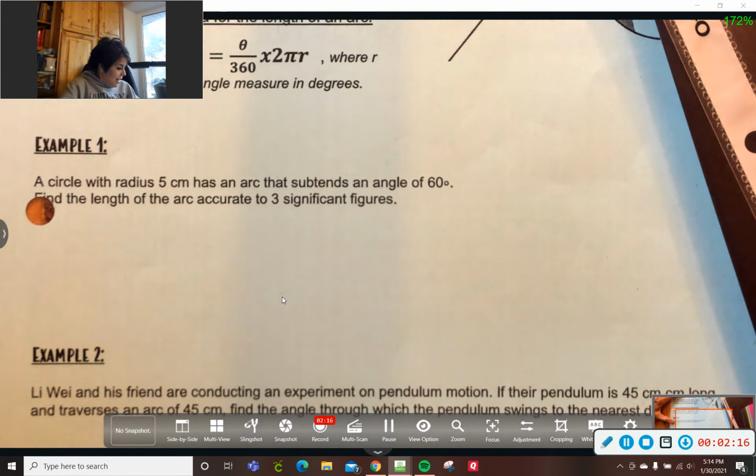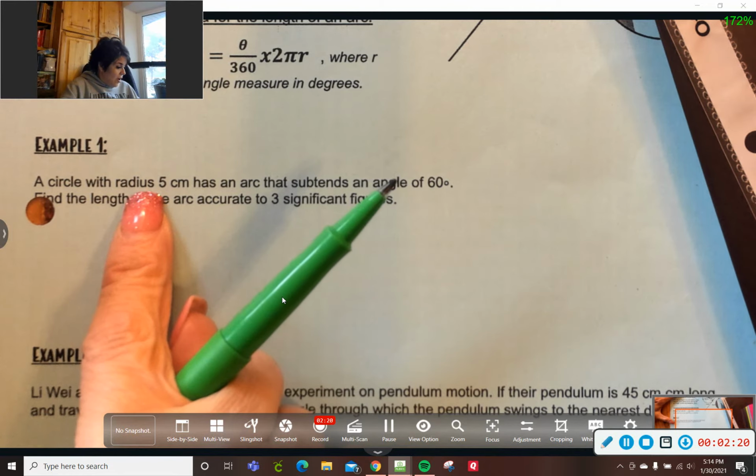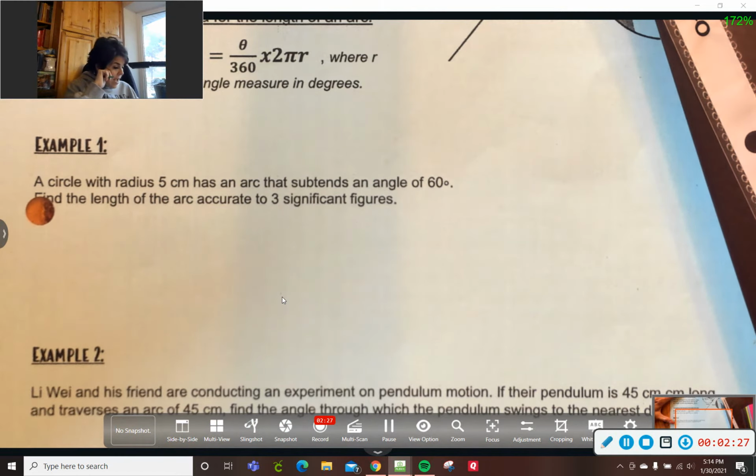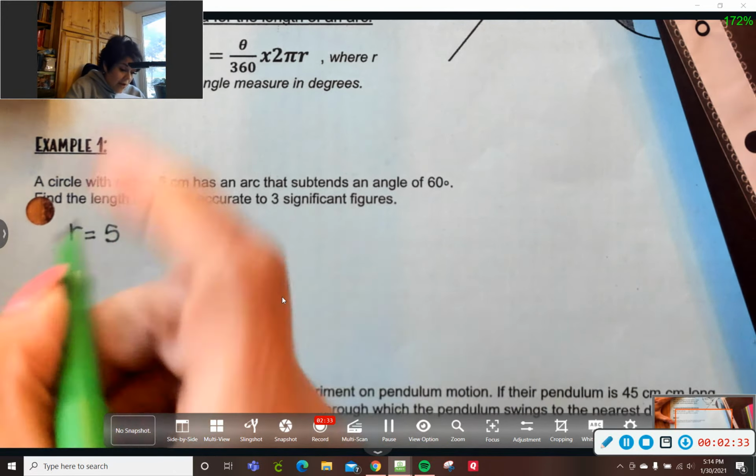I've got this down here because I have to get it close so I can read it, y'all. Okay, a circle with radius 5 centimeters has an arc that subtends an angle of 60 degrees. Find the length of the arc accurate to 3 sig figs. So here's what we know. We know the radius is 5. And we know our formula here.